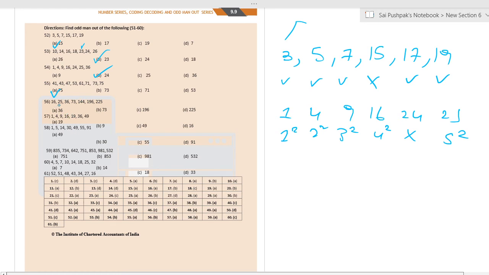So again, they are testing the concepts of squares here. 16, 25, 36: 16 is 4 square, 25 is 5 square, 36 is 6 square. And 73 is not a square of any number. 144 is 12 square, 196 is 14 square and 225 is 15 square. 73 is not a square of anything. So 73 is the most different number, and 73 is the answer.